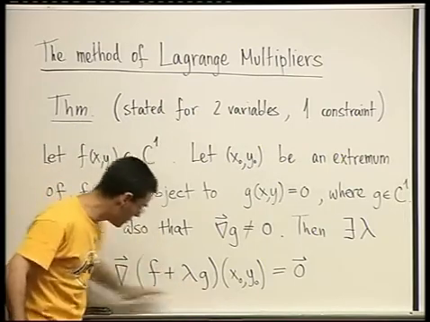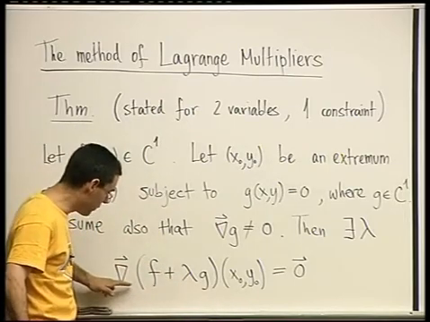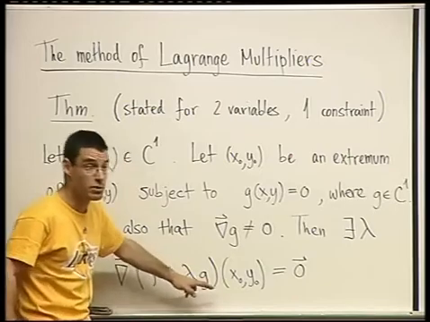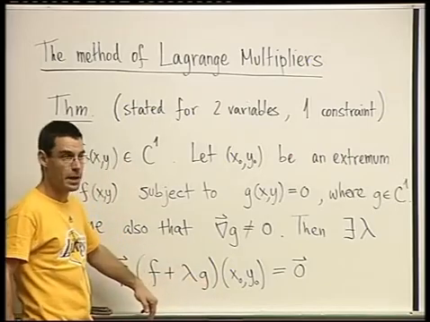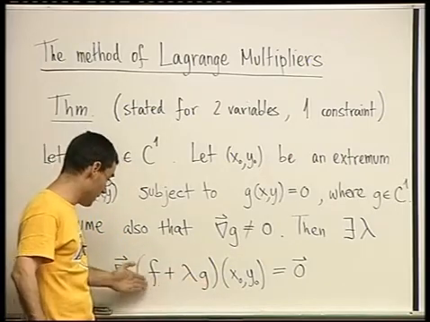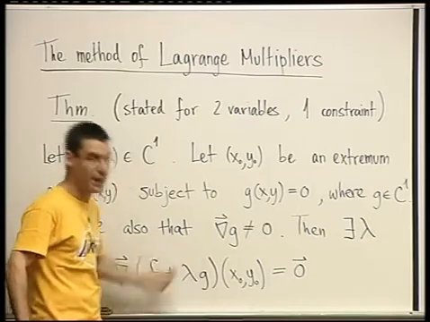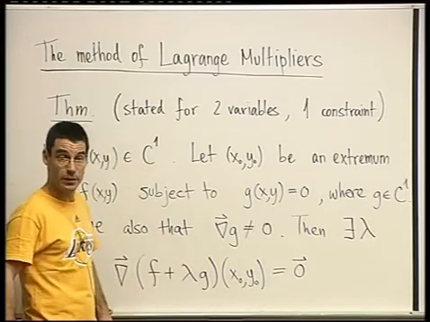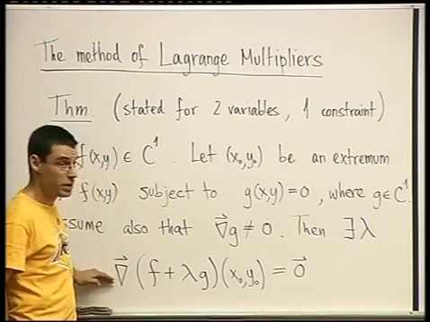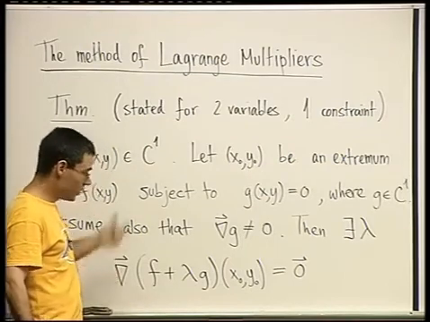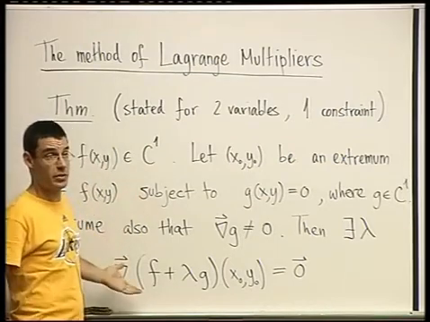There are 2 equations here. One says that the derivative of f plus lambda g with respect to x equals 0. And the other says that the derivative of f plus lambda g with respect to y equals 0. Do you agree? Okay, there are 2 equations hidden here. The gradient is 2 functions written as a vector.